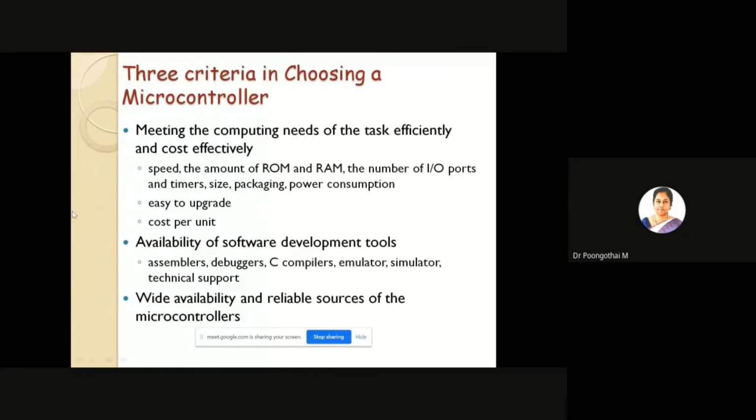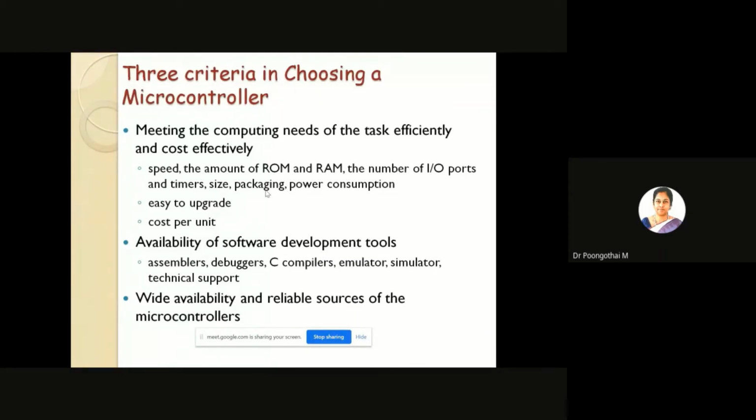Speed means what is the highest speed that the microcontroller supports. Amount means the size of your RAM and ROM memory. And packaging is nothing but whether it comes in a 40-pin DIP or QFP, that is quad flat package.